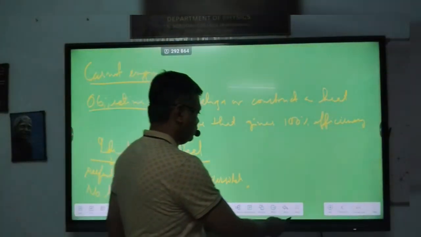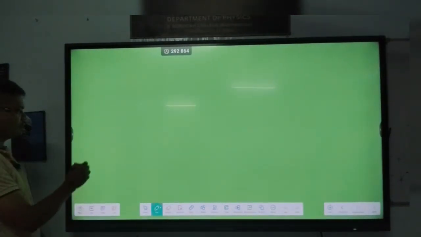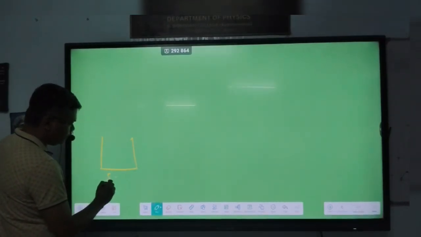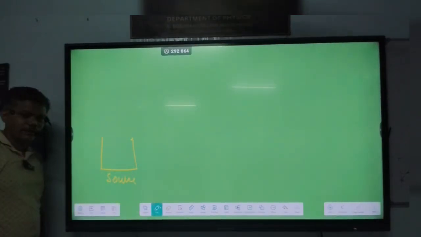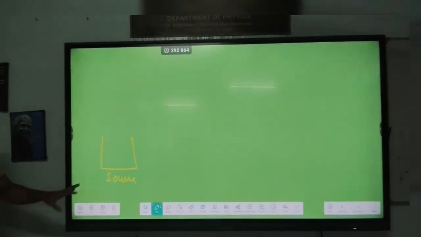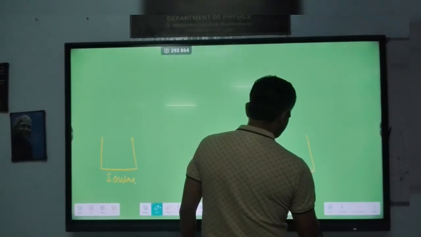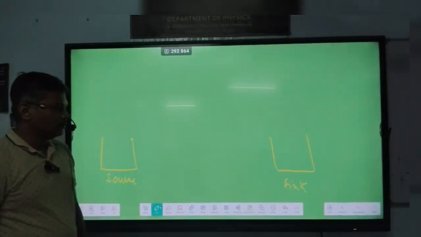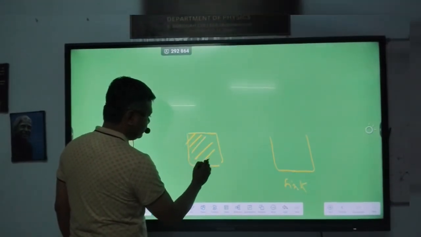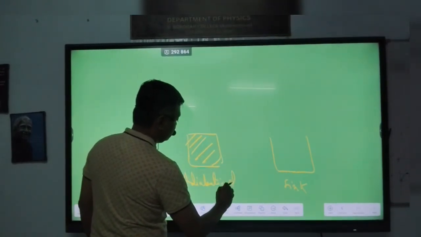How did he construct this engine? For that engine, he has visualized the engine like this. You have to have a source. We need a source, because we know for a heat engine we need a source, we need a sink, and we need a gas. So I need a source, then I need a sink, then I need an adiabatic stand. It is called an adiabatic stand.